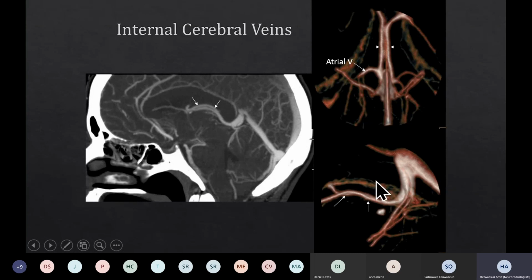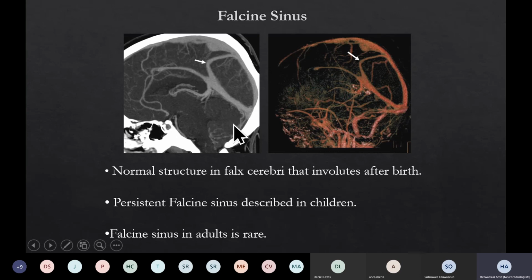So this is just to show you the normal anatomy of the internal cerebral veins, and it is very important to identify that in tumors around this area to describe which way they are displaced, but also to remember that they can be abnormally involved in tumors around this area, and also because of thrombosis.